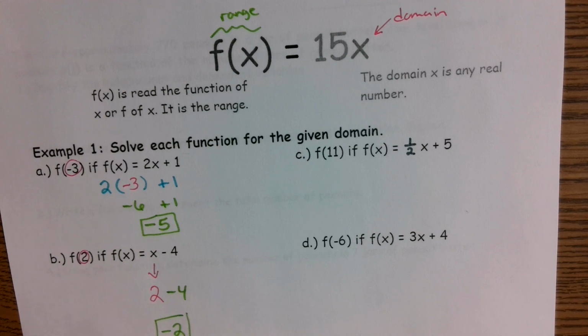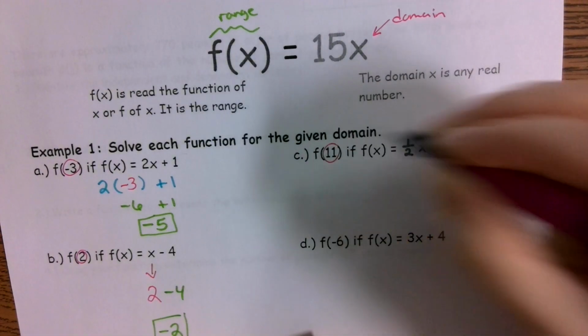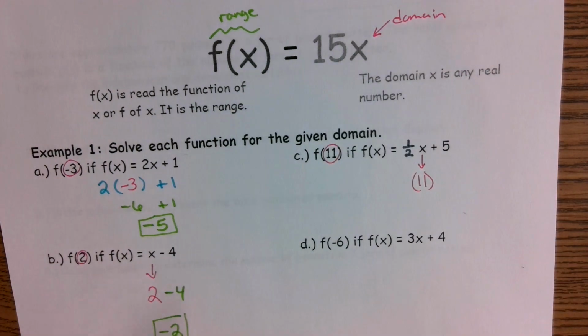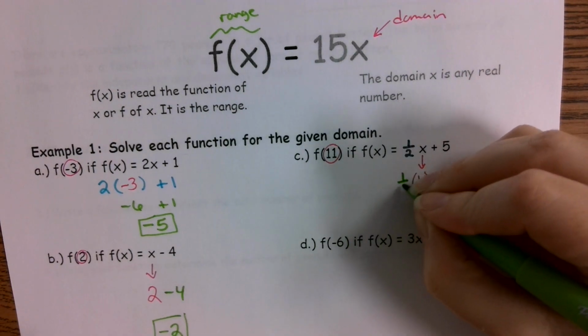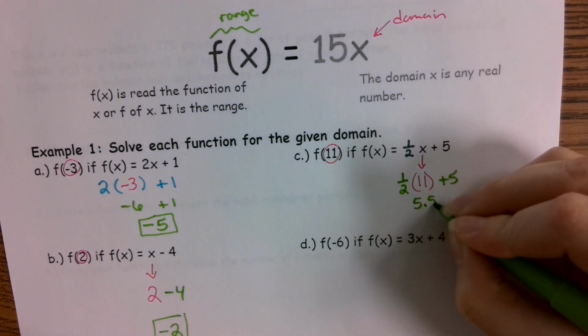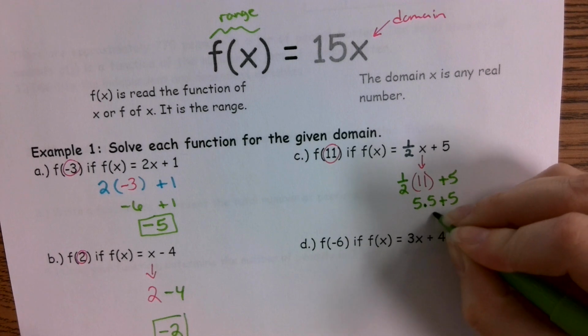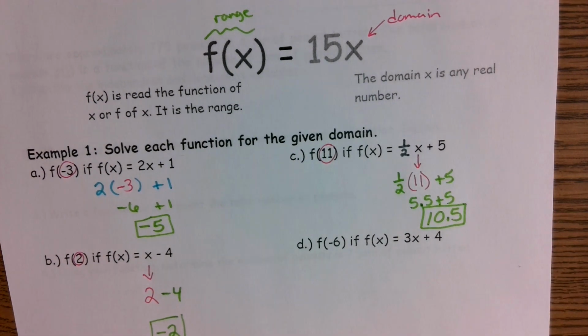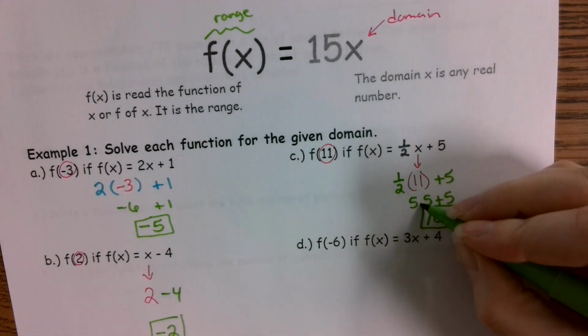10.5, or 10 and 1/2. Again, you are substituting this 11 in for the x. So instead of half of an x, you're going to do half of 11 plus the 5. Half of 11 is 5.5, and then 5.5 plus 5 is 10.5. So you should get 10.5 for that value.